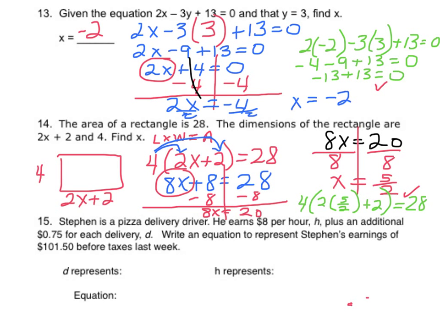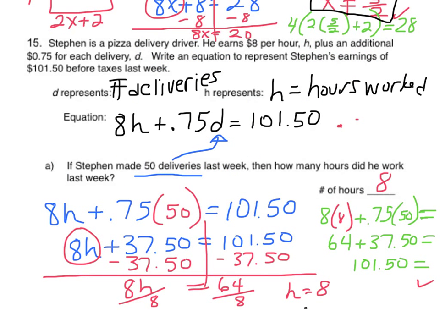Okay, so go check your two answers. On number 13, x is negative 2. On number 14, x is 5/2. And then do number 15. So on number 15, I found out that he worked 8 hours and went and checked it in the equation and verified that that was true.